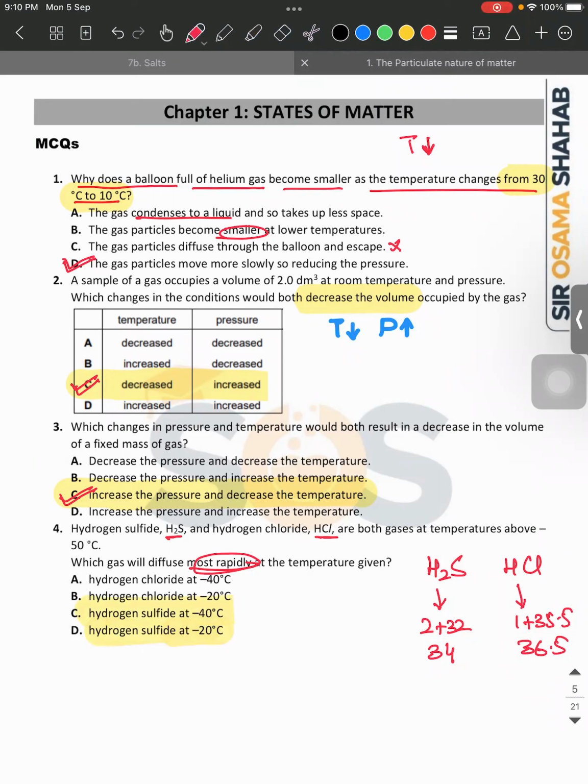Then we know that, bacho, if temperature increases, diffusion increases, right? So what is the greater temperature over there? -40 or -20? -40. No, -20, son. With minus, the smaller value is the bigger one, so -20 is the greater temperature. So the right answer will be D. Okay, children? Yes. If anyone has any problem with this, they can ask.